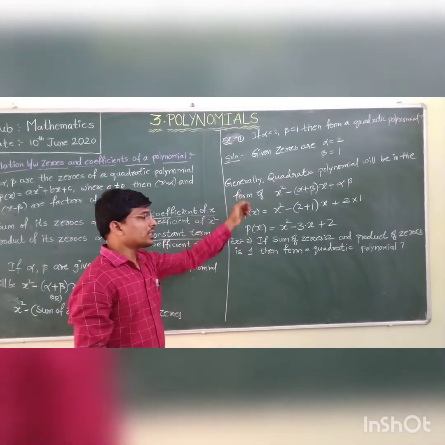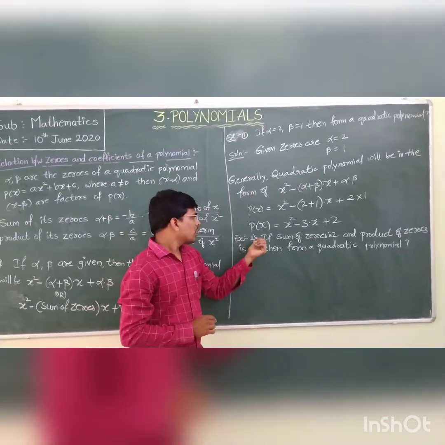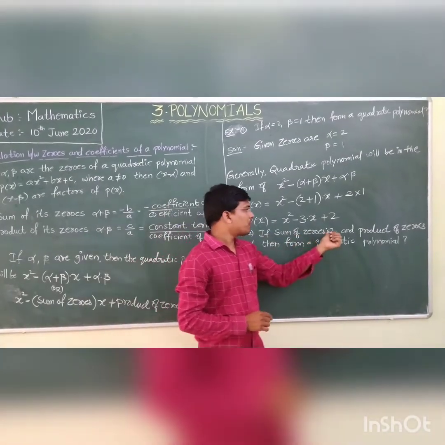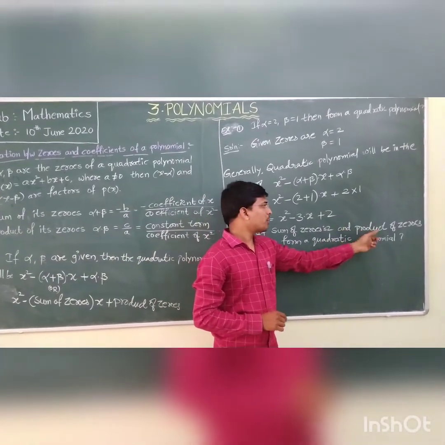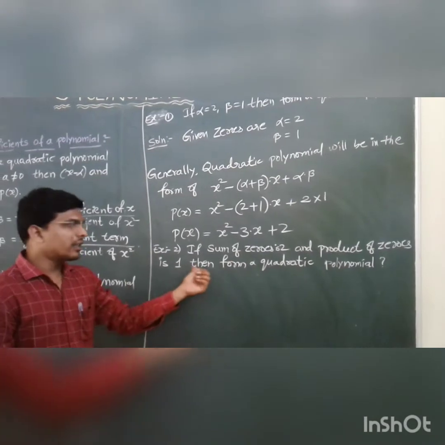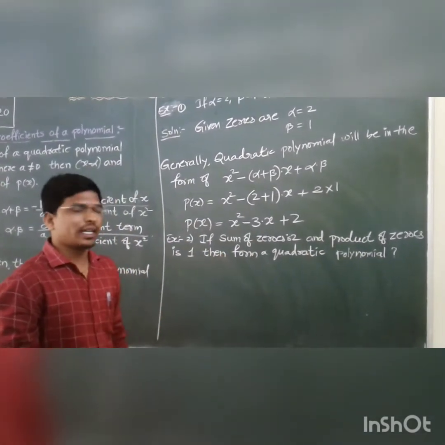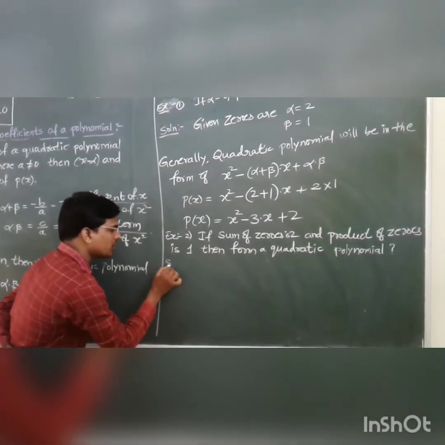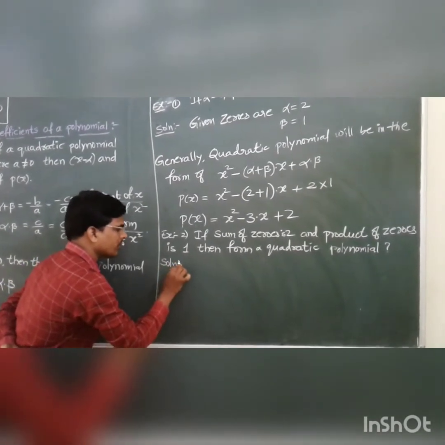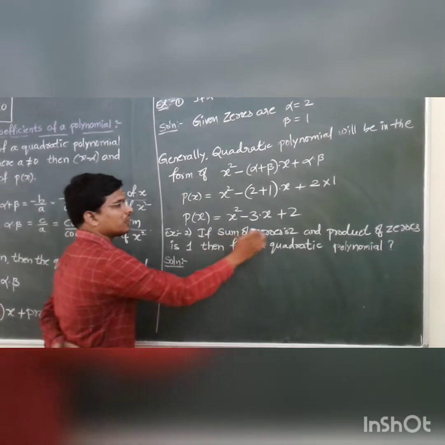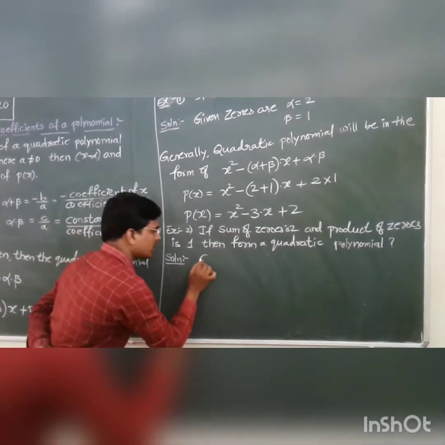Okay, so they may ask you the question in a different way. Example 2: if the sum of zeros is 2 and the product is 1, then form a quadratic polynomial. So this is the second type of example. For this type of question we can solve like this. Solution: first write what they have given.